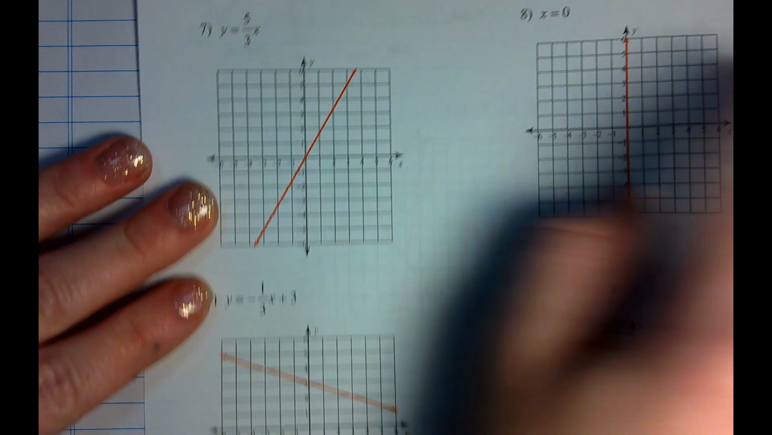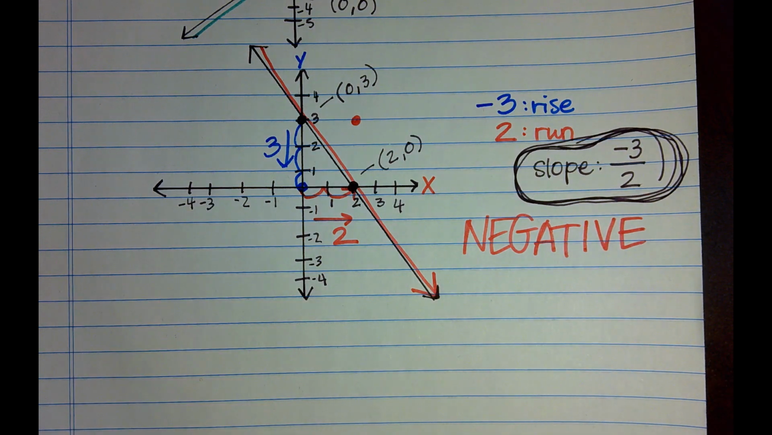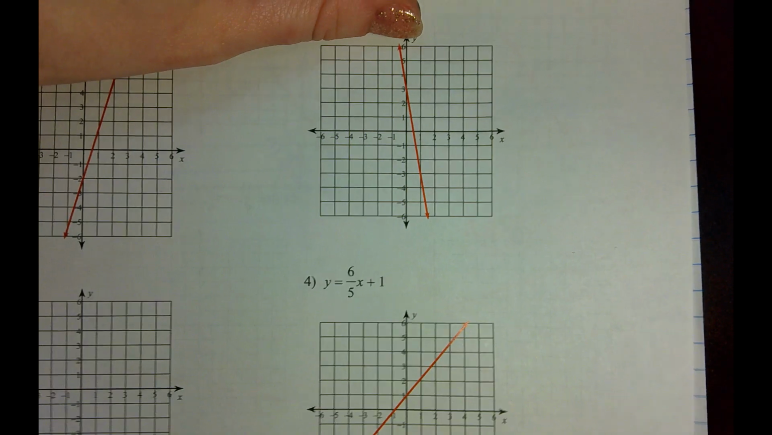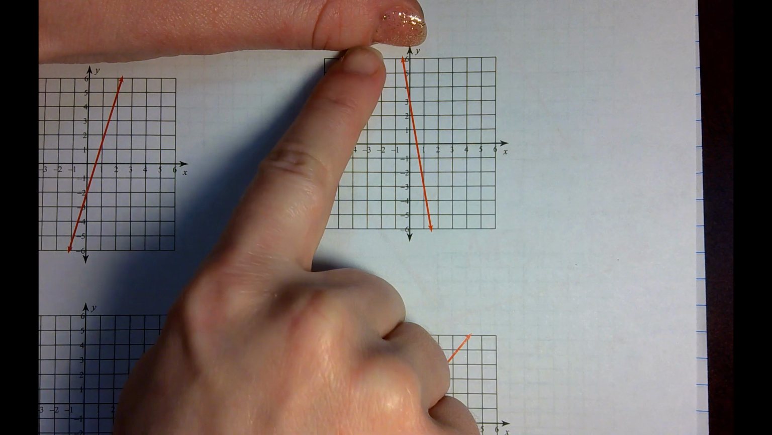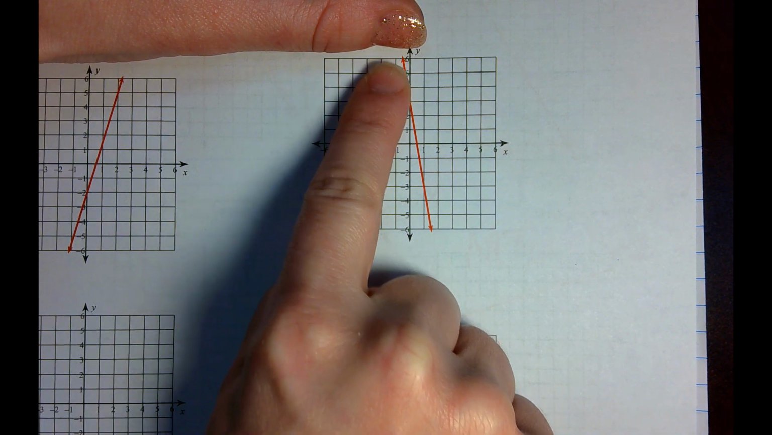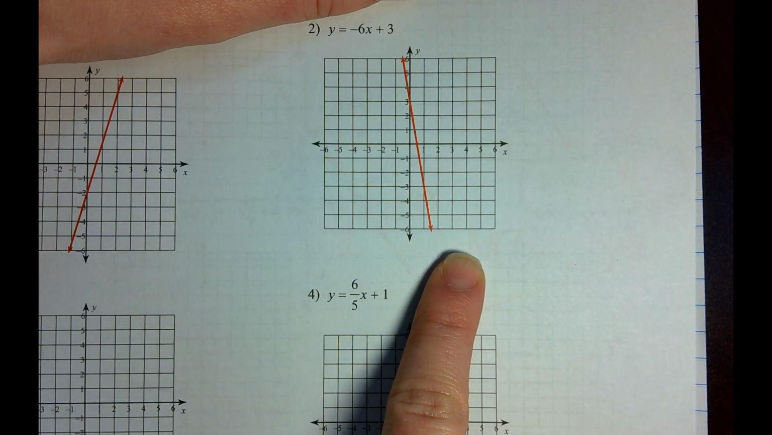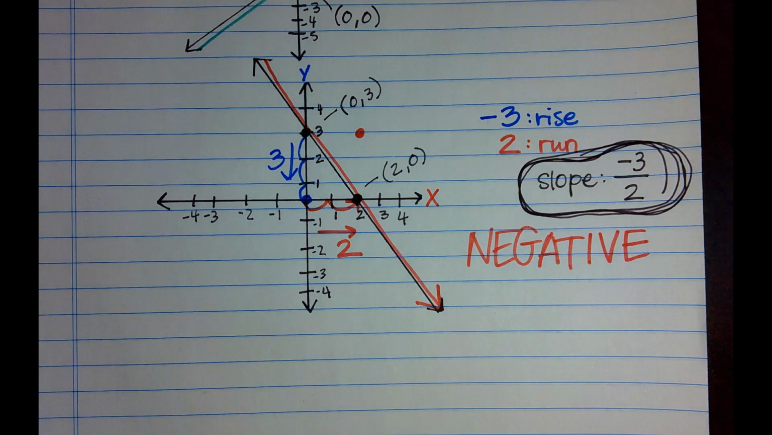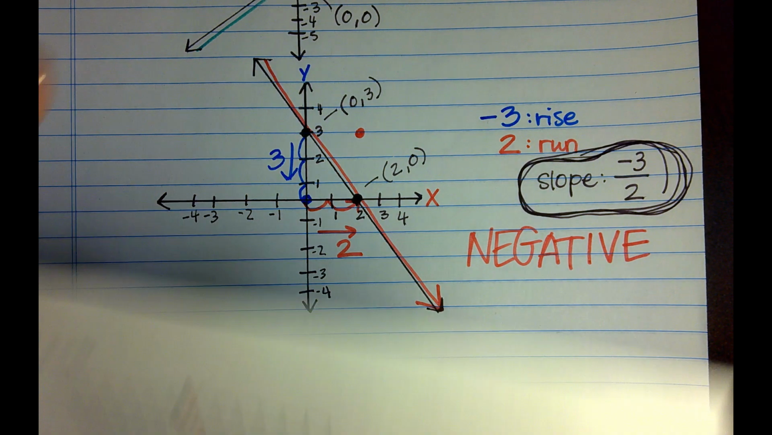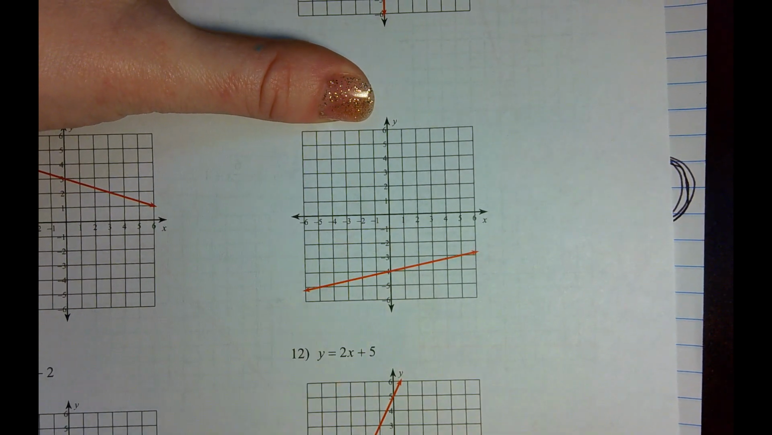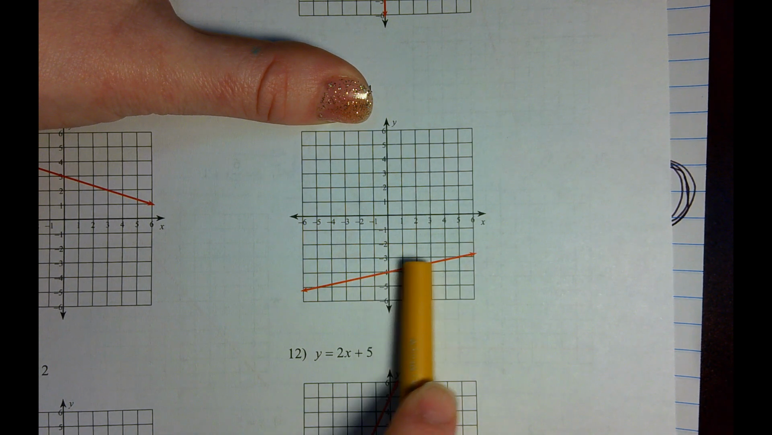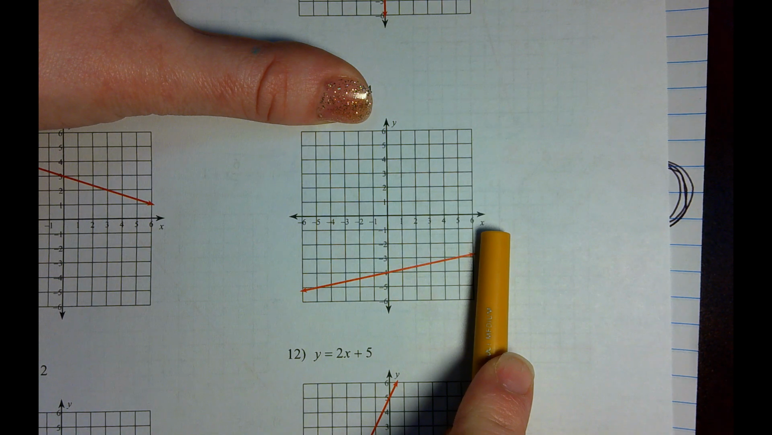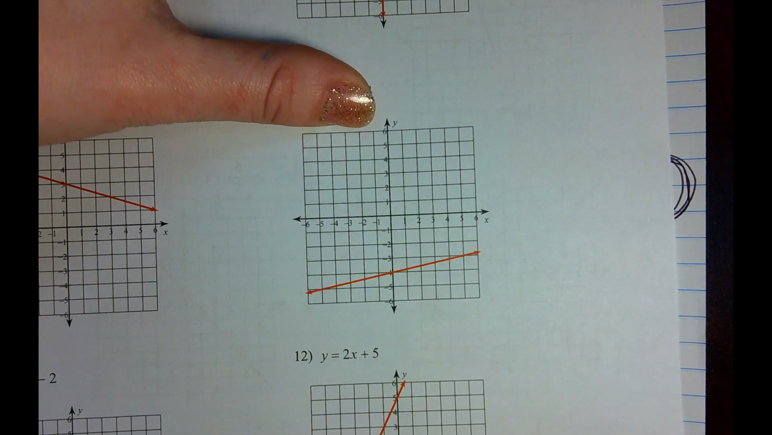Very good. Now how about this one? Positive or negative? Negative. Negative. It's very steep, but when I go left to right, my finger goes down. Negative slope. It's -6. Good. How about this one? Positive or negative? Positive. As I go left to right, it still goes up higher, just a little bit. This is a positive slope.